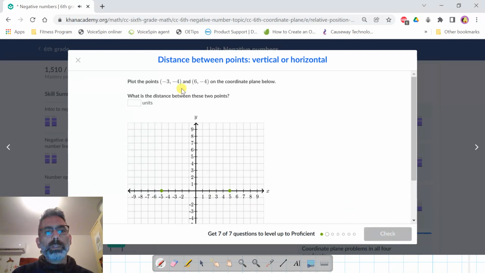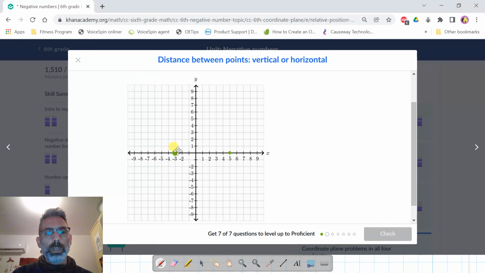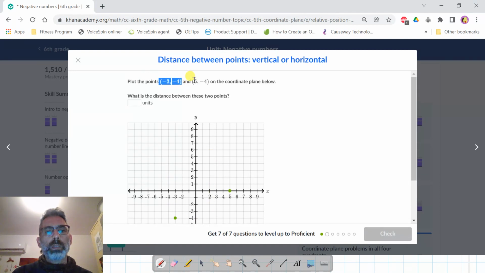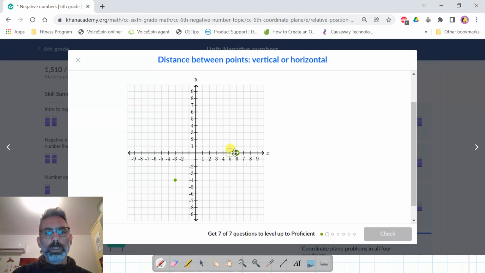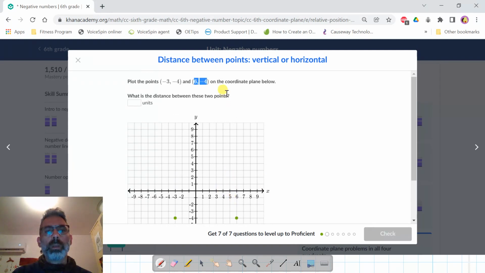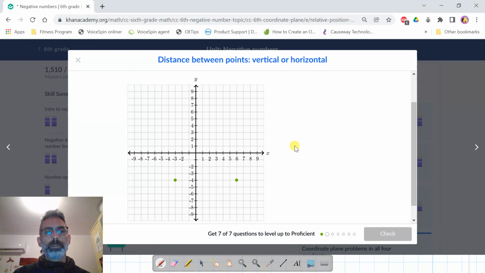Plot the points -3 and -4. It's right here. And 6 and -4. Okay. On the coordinate plane below, what is the distance between these 2 points?